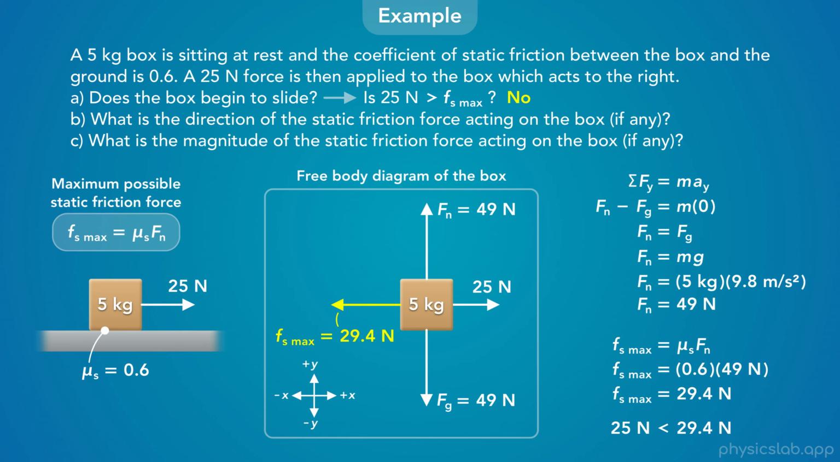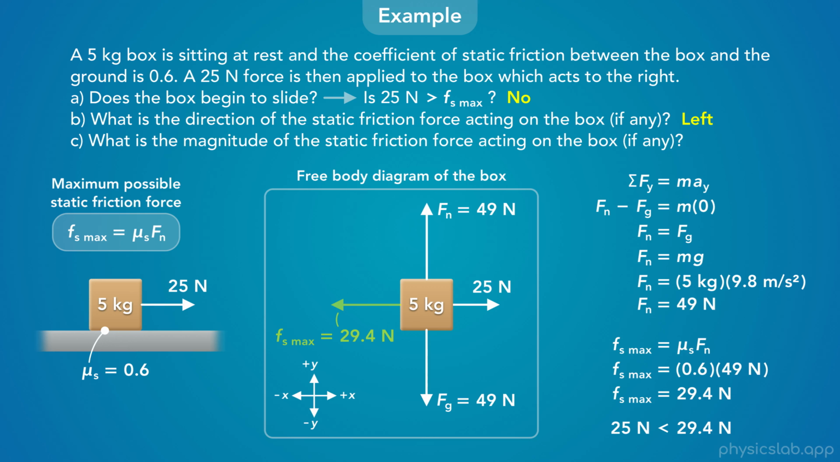So the answer to part A would be no, which means the friction force on the box is static friction, not kinetic friction. We already answered part B. The 25 Newton force would cause the box to slide to the right if there was no friction, so the static friction force must be acting to the left. What about part C? What is the magnitude of the static friction force? Would it be 29.4 newtons?